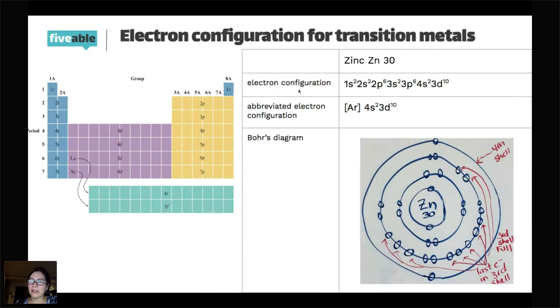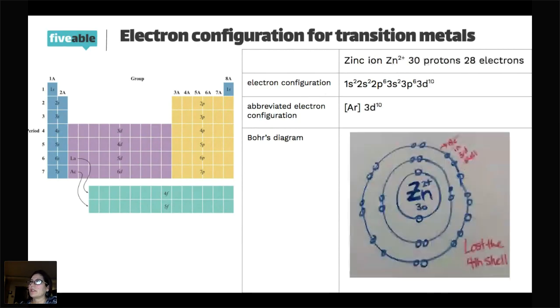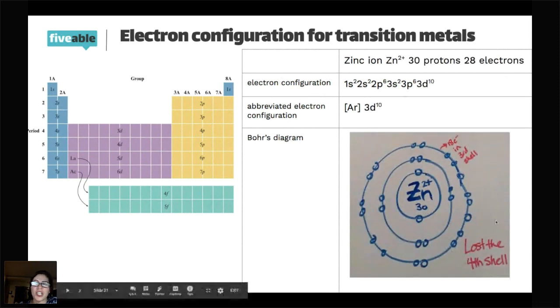If the zinc, correct, Camila, 28 electrons, since protons are 30 and those we cannot change, we change the electrons. So to be able to reach a charge of 2+, yes, we will do 28 electrons. So if we do the same with 28 electrons, these 2 electrons that are being lost on the ion are the ones on the 4th shell.